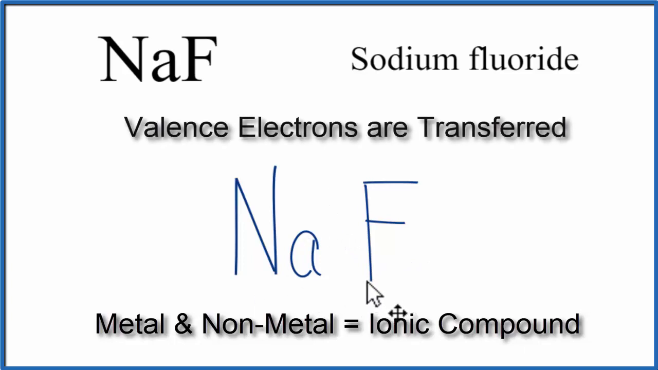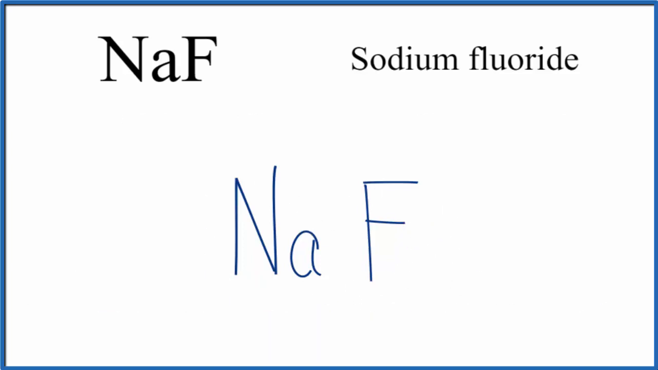In ionic compounds, valence electrons are transferred from the metal to the nonmetal. So sodium has one valence electron. It's in group 1 on the periodic table. And then fluorine, that's in group 17, sometimes called 7A, it has 7 valence electrons.